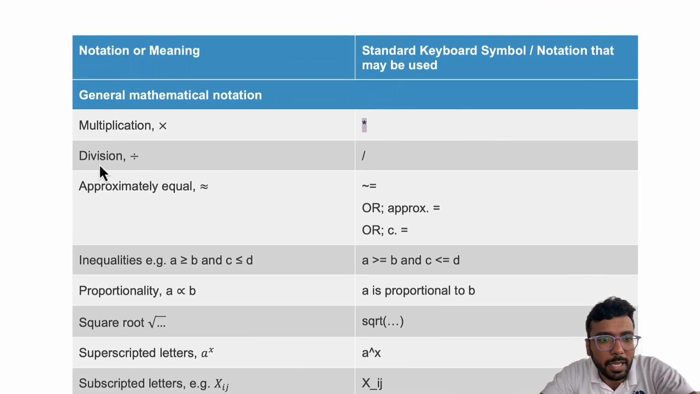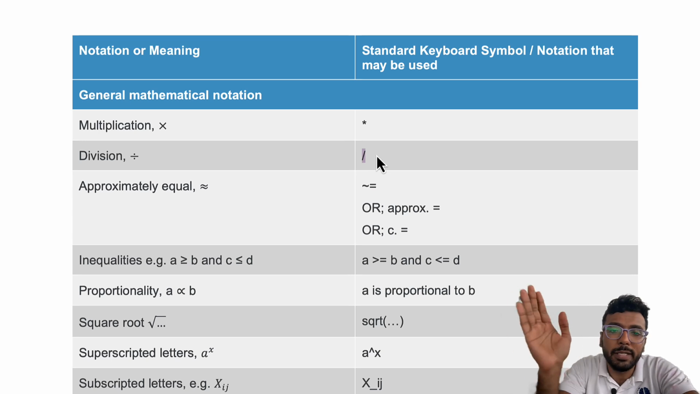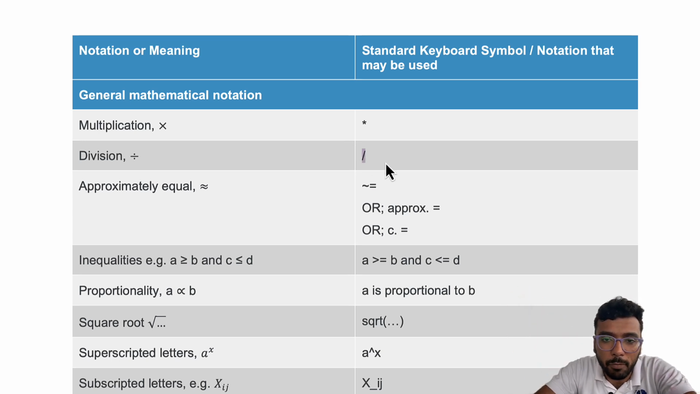Next is division. Division is your forward slash. Not the backward slash but the forward slash, which basically means that it should lean forward. This key is on the right hand side of your keyboard, and it's to the left of the right shift. So that's how you can find it. It's just to the left of your right shift.